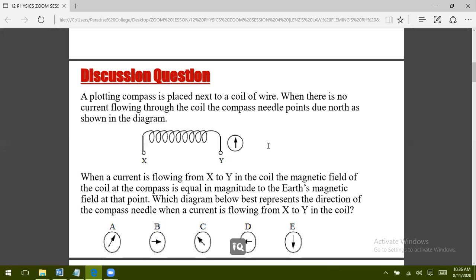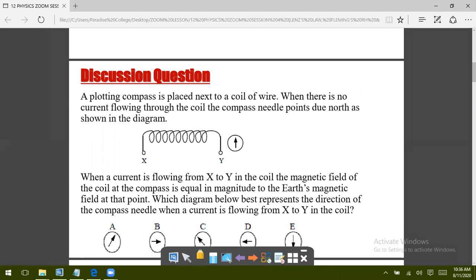The question is, which diagram below? We have 5 diagrams down here. As you can see, there are 5 of them. Which diagram best represents the direction of the compass needle when a current is flowing from X to Y? Now in this question, guys, listen up. In this particular question, first of all, when current flows, what will happen to that coil? What is going to happen? Can somebody tell me?